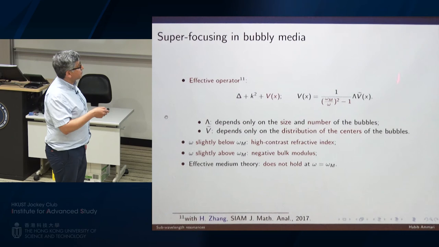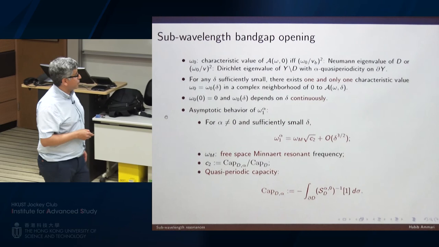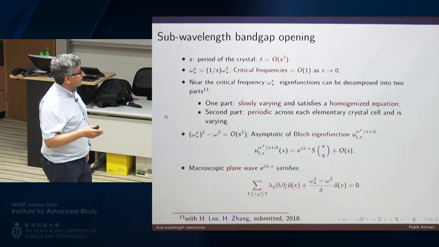The explanation for the dilute regime is this one. It's easy: effective medium theory. The explanation for the non-dilute regime is more involved. So you have to work on the Bloch eigenfunctions and eigenvalues, and so on.